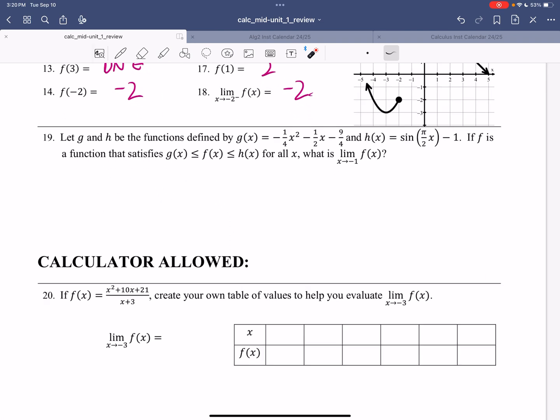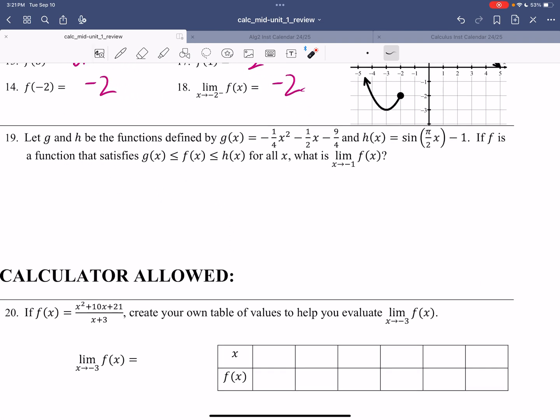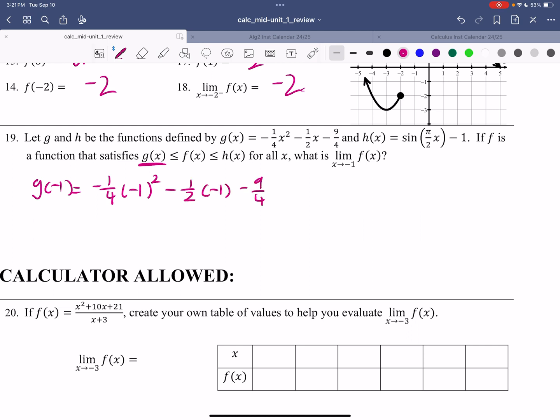Now, what about question number 19? It's simple. Do you see f of x is between g and h? And the limit is approaching negative 1. So simply what you have to do is find g first. So g of negative 1. You just plug this one in. Like this. And when you do it, you're going to get the number, which is negative 2.